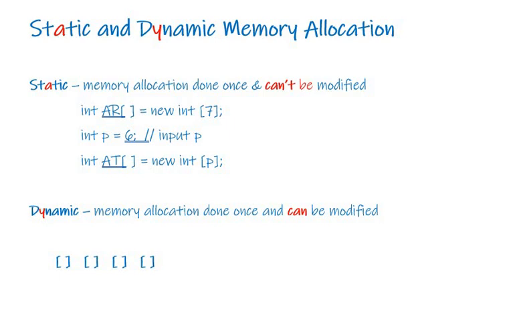But in case of dynamic memory allocation, once I declare the memory of one of the elements, the program can go on adding more and more elements even when the execution is going on. Now, how is it possible? Once the program is going on, how can you change the size of an array?